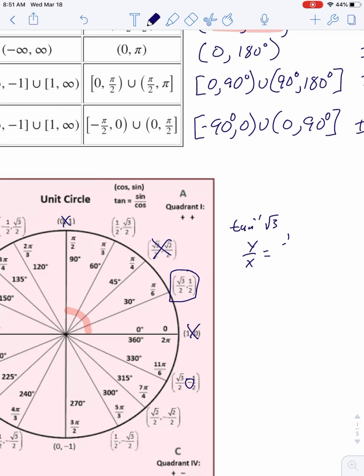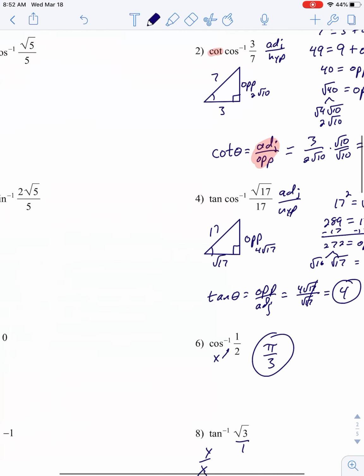Y divided by x is going to give me 1/2 over square root of 3 over 2. That cancels out. That gives me 1 over square root of 3. That is not what I want. So let's go back and look at the 60 degree. Y over x, square root of 3 over 2 over 1/2. Those cancel. I get square root of 3 over 1, or just square root of 3. So it is the 60 degree angle, or pi over 3.